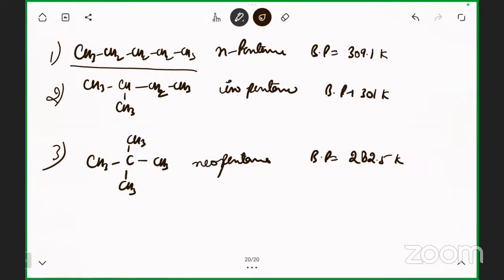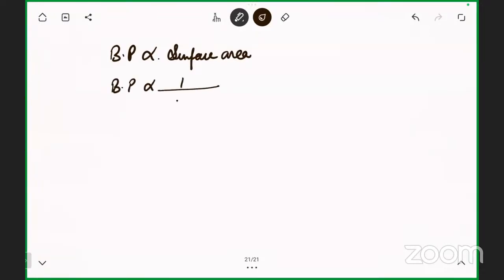So as the number of carbon atoms increases, the boiling point increases. But if the number of carbon atoms is the same and the branching increases, the boiling point will decrease. We can write that boiling point is directly proportional to the surface area. More surface area, more boiling point. But we can also write that boiling point is inversely proportional to the branching.